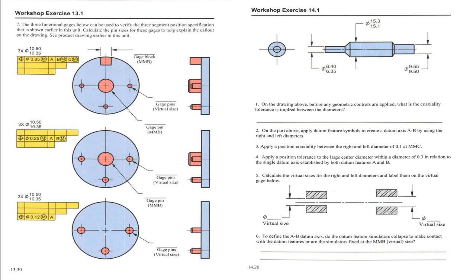And then in this workshop exercise, before any geometric control applied, what is the coaxiality tolerance in between the diameters? For the coaxiality and the concentricity, both are the same. The concentricity and symmetricity are not in use after the ASME Y14.5 2018 standard, and in drawings based on GD&T after 2018, you couldn't see these two tolerances, the concentricity and symmetricity.